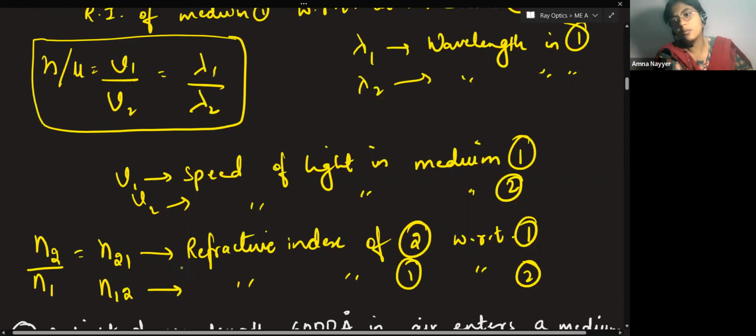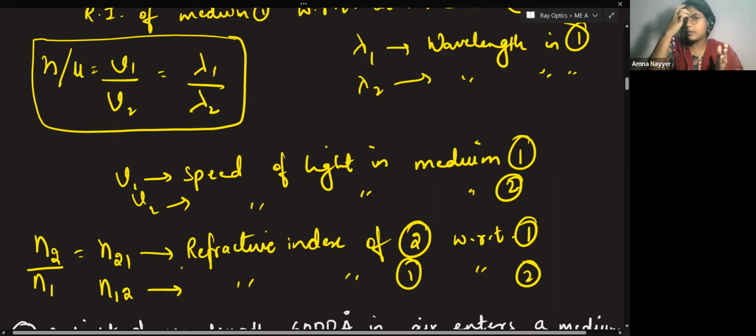All right, this is how we write the refractive index. If I write N1 by N2, it becomes N12. That is the refractive index of the first medium with respect to the second. So this is how you write the refractive index. N21 means the refractive index of the second medium with respect to the first one, so N2 by N1. N12 is the refractive index of the first medium with respect to the second medium, N1 by N2.